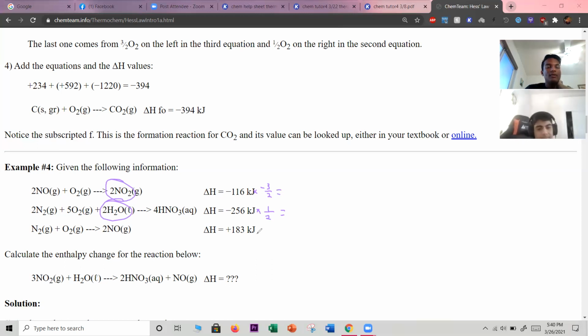We can't do anything for this one yet because there's nothing that it should end up as. Do you see how there's no loners? But isn't HNO3 a loner? This one? Yeah. But that's in the same reaction as this. If you multiply this by half, it ends up perfectly as this. That's why I didn't really care about it.